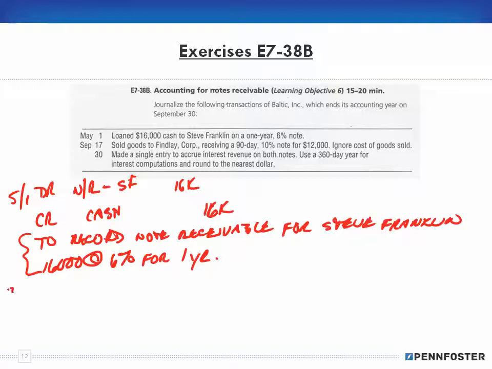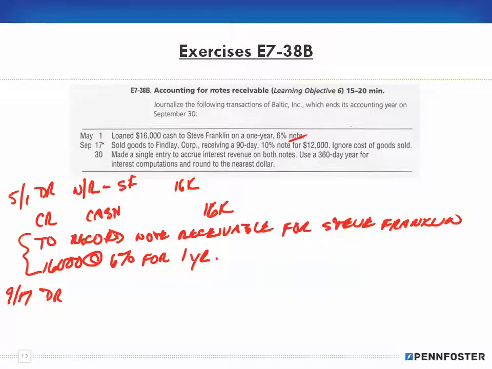Right, so on 9/17, it says sold goods to Finlay Corp, receiving a 90-day 10% note for $12,000. Ignore the cost of goods sold. Okay, so let's see here. They're selling goods and receiving a 90-day note at 10% for $12,000. So we're going to create a note receivable.